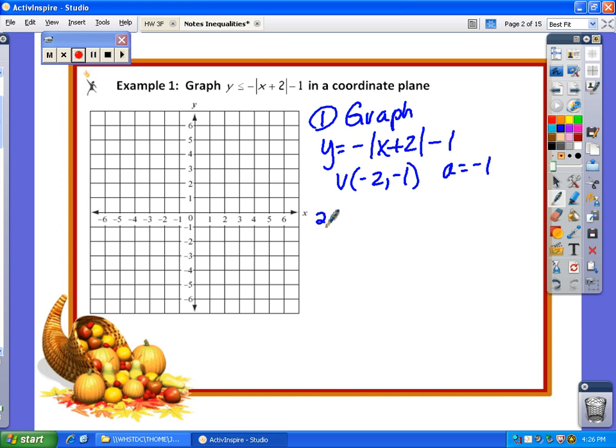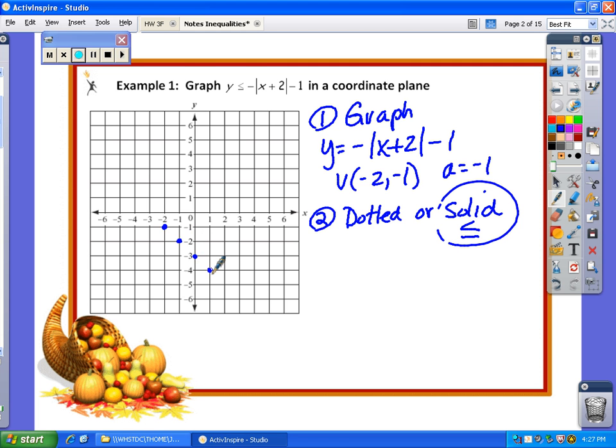Before we graph it though, we need to decide if we're going to have a dotted or solid line here. And the way we determine that, because this is less than or equal to, we're going to have a solid line. Okay, so let's graph this. So we've got -2, -1, and our slope is -1. So right one, down one.